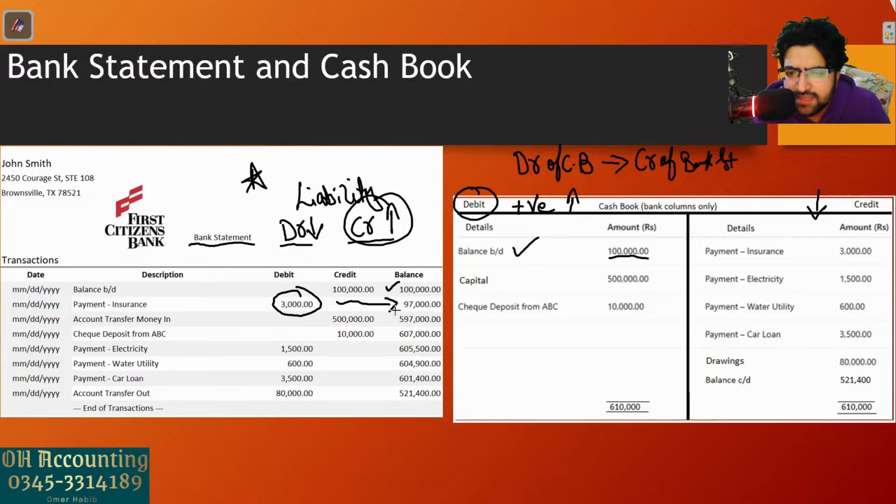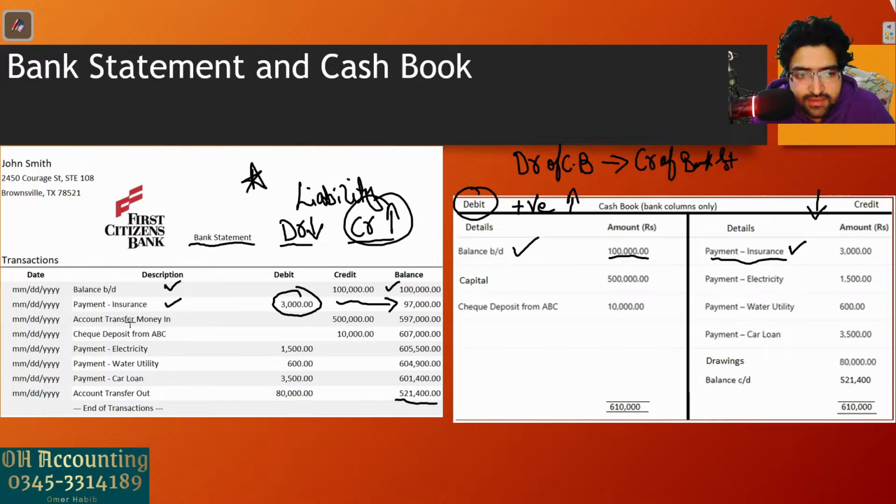But we don't have to look at the balance after every transaction, because we are not keeping a track of the balance after every transaction in the cash book. We can just check the final balance in the end, okay, which is this. So if they have debited 3,000 on the debit side for payment, we should find this on the credit side in the cash book. Is it there? Yes. As you can see, payment insurance 3,000. So this is also fine. You can take this. This is present on both, right?